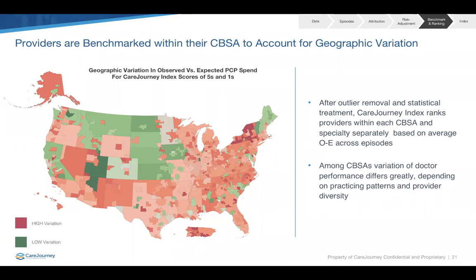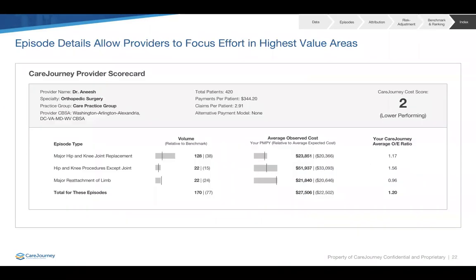So obviously this gives us a higher level view. We'd want to drill down at the individual physician level. And this is a sample. I've named this Dr. Anish just to make sure that we're not revealing any individual doctors' names, but this is the type of scorecard that we've assembled for each and every provider in the country that bills Medicare. You can see that Dr. Anish is an orthopedic surgeon in the DC area. We happen to be in Arlington, Virginia, for those who know where CareJourney is headquartered.